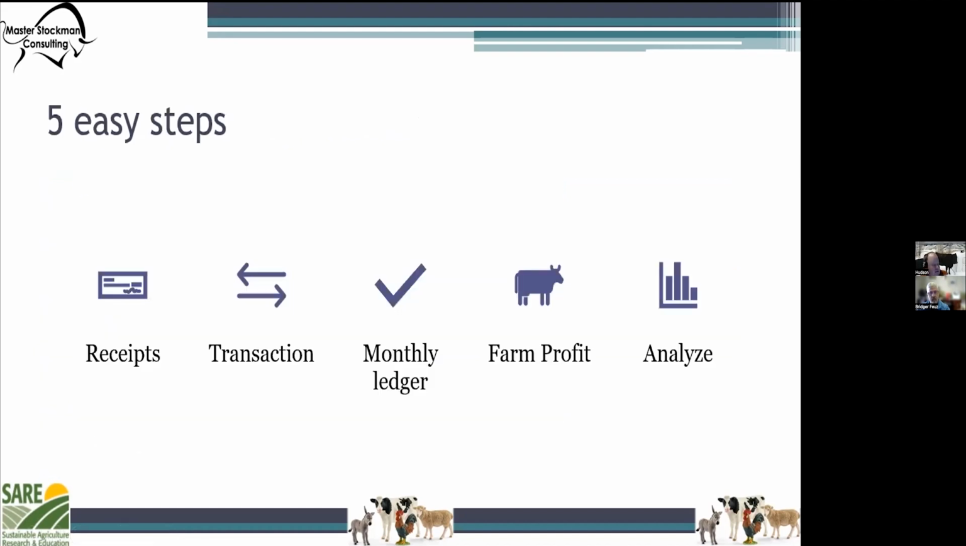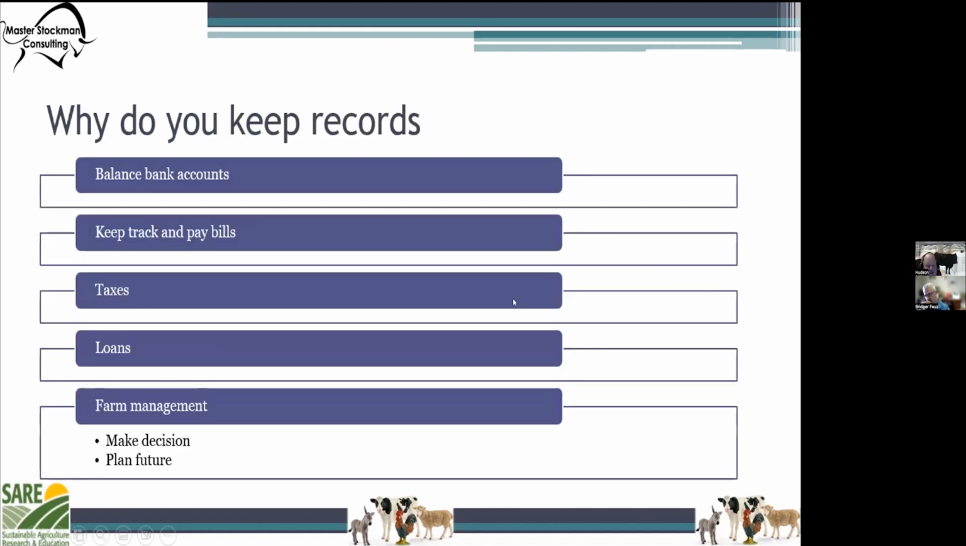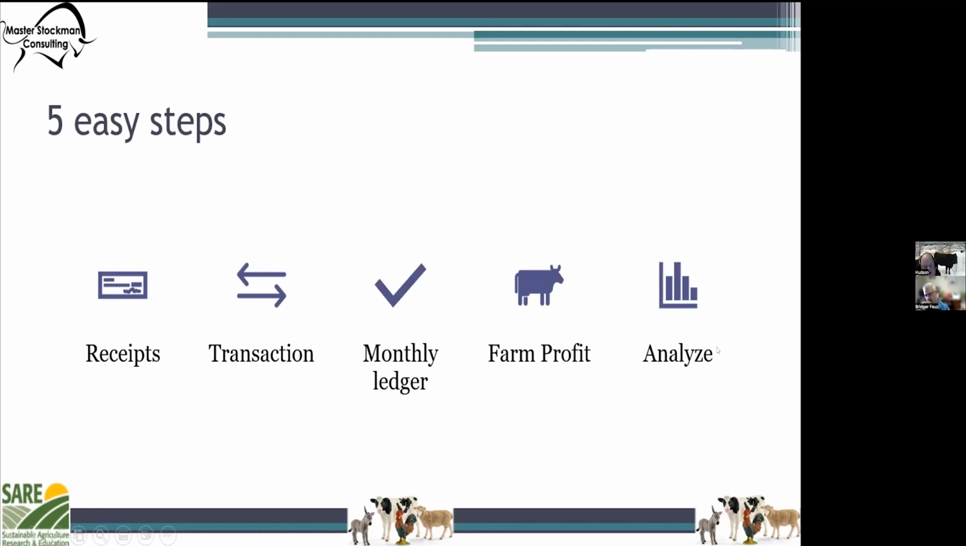So as I go to my next slide, it's really simple, and it seems a little boring, but it's pretty easy, right? Just keep some records. We get receipts. That might be a check written or a receipt from what we purchased. We write down the transaction. We put everything into a monthly ledger. We look at what our farm profit is, and then we analyze that.